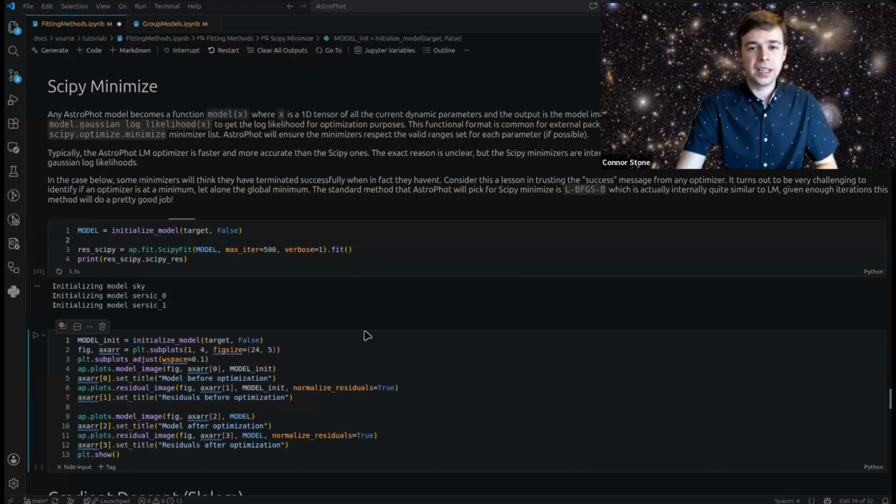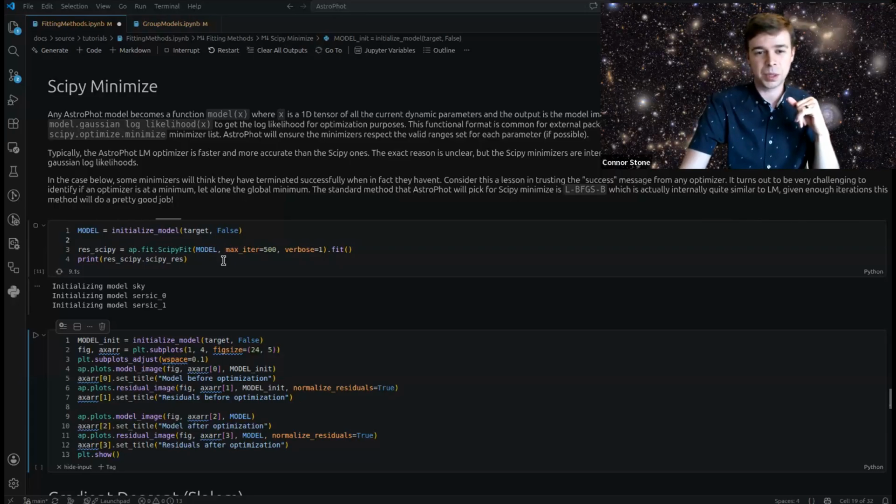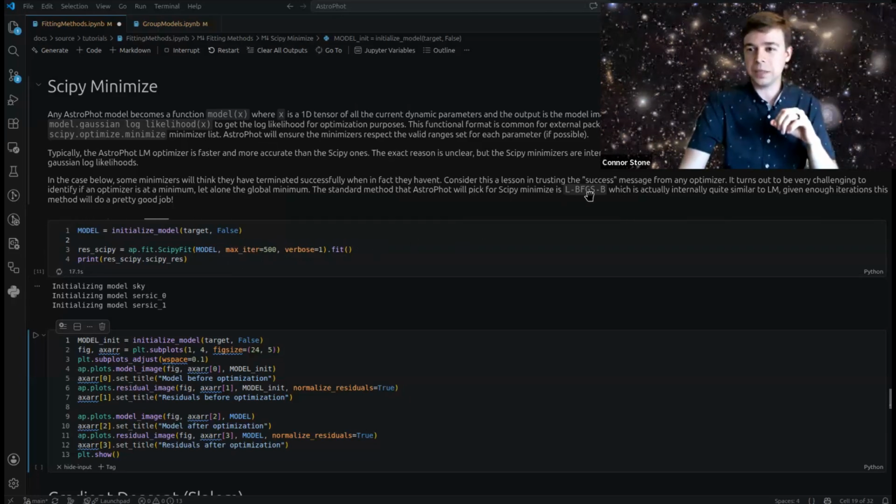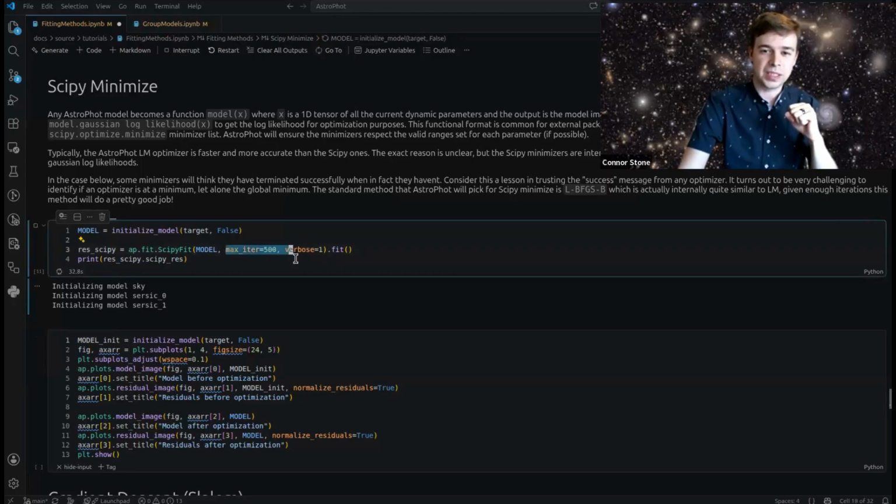So let's give it a try. Unfortunately, the SciPy minimize fitter doesn't have access to that second order information that Levenberg-Marquardt has access to. And so it can take a really long time to fit. The standard algorithm to use is LBFGSB, which is actually quite similar to Levenberg-Marquardt in its conceptual framework, but it only uses gradient information and it tries to guess at the second order information. It doesn't just have access to it. And so it takes a lot longer to fit. I've restricted it in this case to 500 iterations, so it won't find the minimum, but it should get decently close.